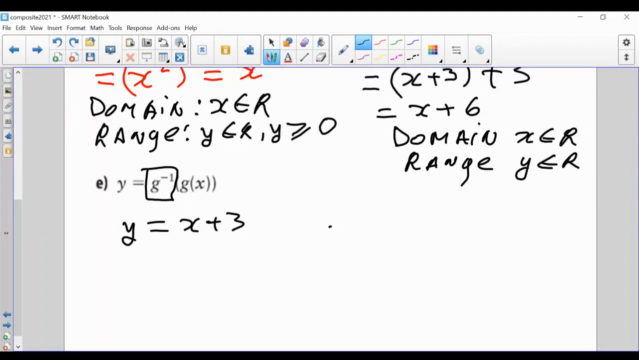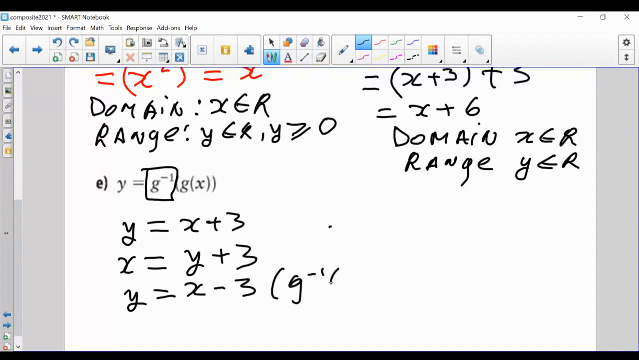We did inverses recently, by the way, when we did the exponential and logarithmic functions, because those are inverses of each other. Then we're going to interchange this. So what that means is we're going to make it x is equal to y plus 3. And then we're going to isolate the y. So y is equal to x minus 3. So this represents the g to the minus 1 of x. That's what this is. In fact, let me do that differently. Let's just point to it.